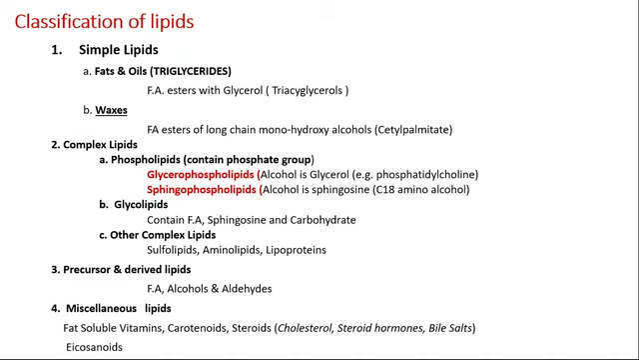Then you have the complex lipids, which are the phospholipids. They are complex because they contain a phosphoric acid group. You have the glycolipids, which are lipids joined to sugar molecules. Then you have other complex lipids, such as the sulfolipids, which have sulfur, and the aminolipids, which have amino groups. And then, of course, you have the derived lipids and the fat-soluble vitamins, which we will be discussing tomorrow.